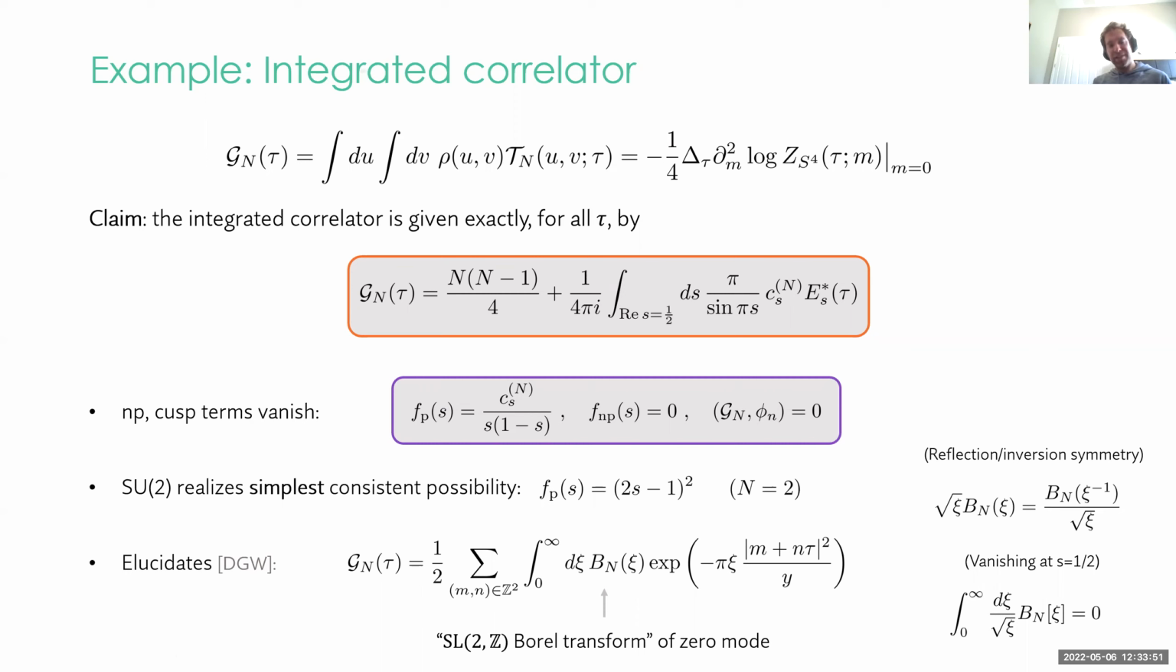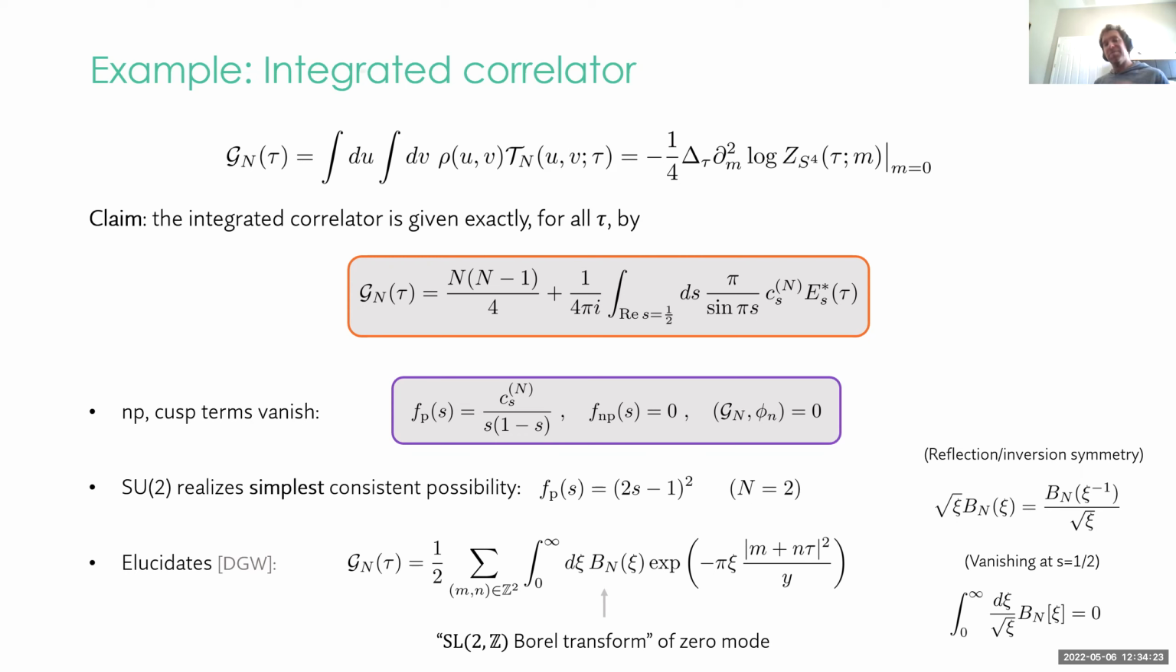Indeed, for the SU(2) case, we can read off from the result in the previous slide down here that this f_p(s) polynomial is just (2s-1) squared. And for reasons I haven't completely explained, this is actually literally the simplest consistent possibility. It's reflection symmetric, it's entire, and it's non-constant. And those last two conditions I didn't explain, but they have to hold here. And so what is the simplest entire even function? It's a polynomial of degree 2 with no constant part.